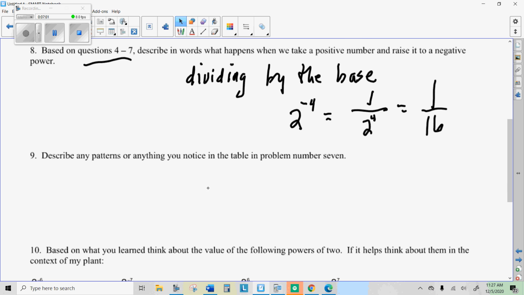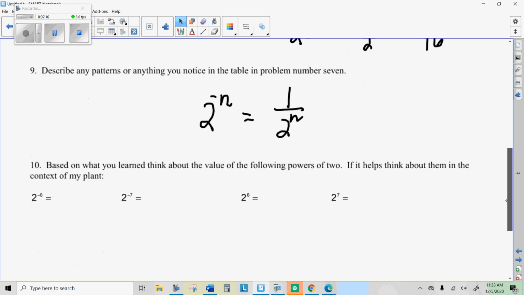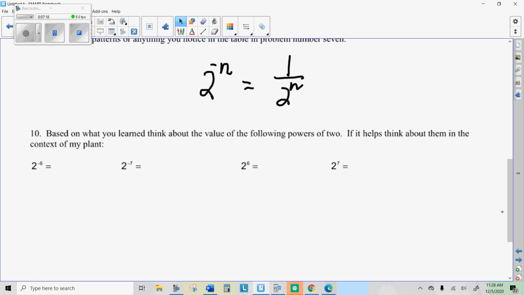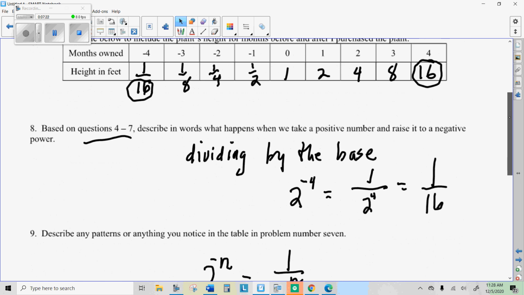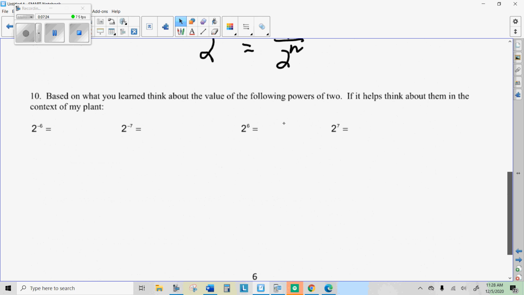So we can describe it this way: 2 to the negative n is equal to 1 over 2 to the n, because we're just dividing 1 by that base n times. All right, so go ahead and fill in these. Actually, we have the 6 and the 7 already, don't we? 2 to the 6th power was 64. 2 to the 7th power was 128. Based on that, go ahead and do these two.